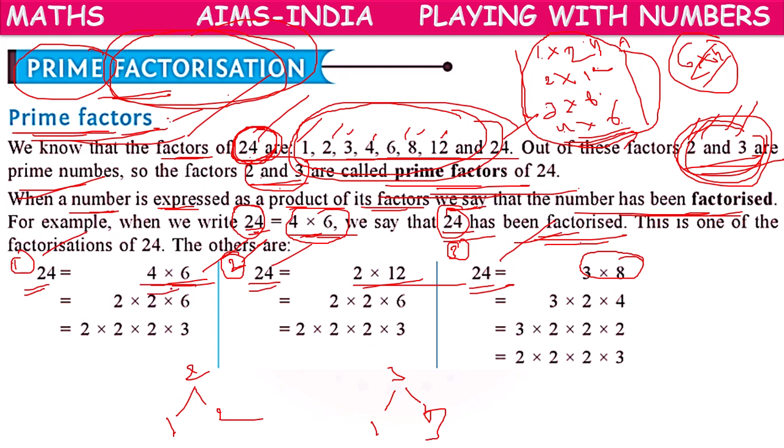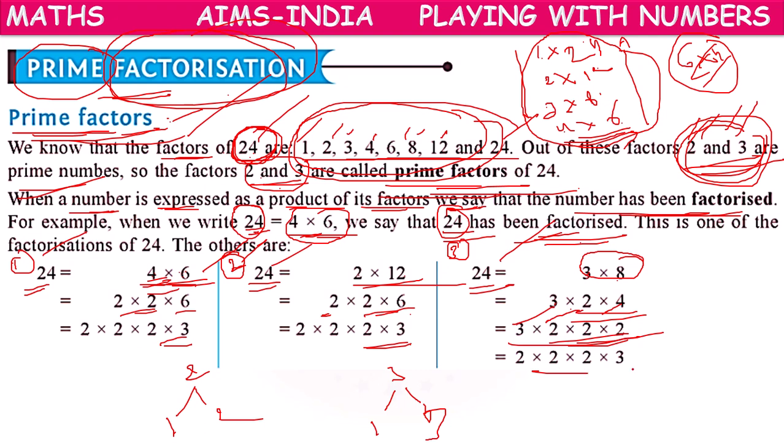But still, if we reduce this 4 and 6 to prime numbers, 4 can be written as 2 into 2. 6 can be written as 2 into 3. 2 can be written as 2, that's all. 12 can be written as 2 into 6. 6 can be written as 2 into 3. 3 we will keep the same as it is. 8 can be written as 2 into 4. 3 same. 2 same. 4 can be written as 2 into 2.